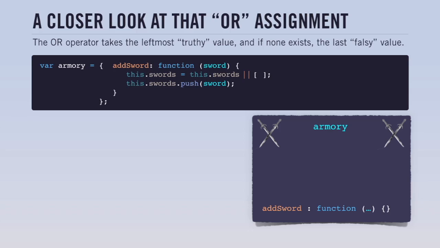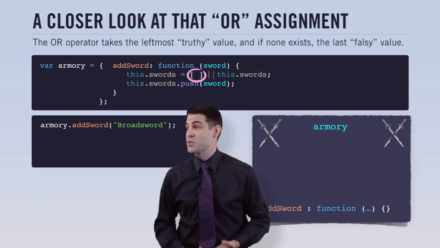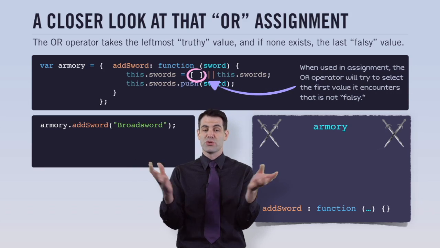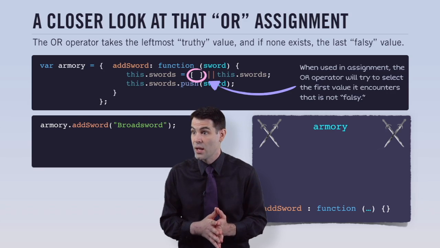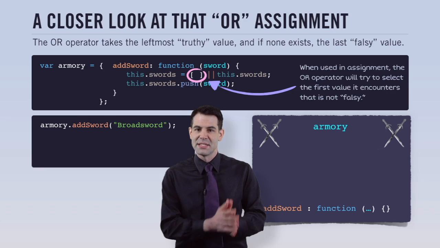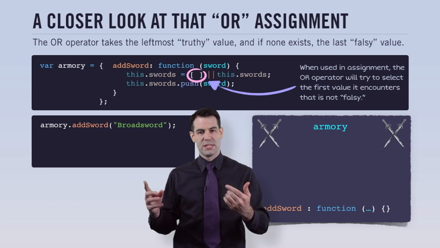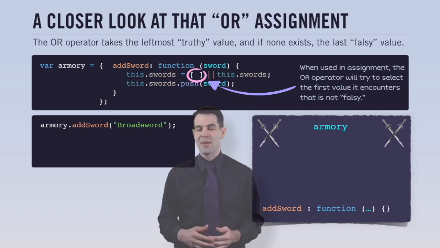So let's see what would happen if we switched up the order of the assignment. So we'll switcheroo here, put our empty array first, and this.swords last. So what happens now that the empty list is first? Well, when used in assignment, the OR operator is going to try to take the very first truthy value that it finds. And what is an empty array all day, every day, forever? It is a truthy value. And so every single time that this logical assignment takes place, we're just going to get that empty array over and over again. Let's see what happens.